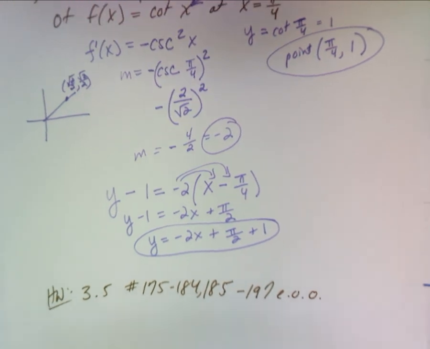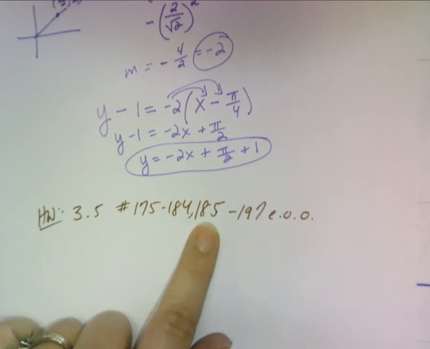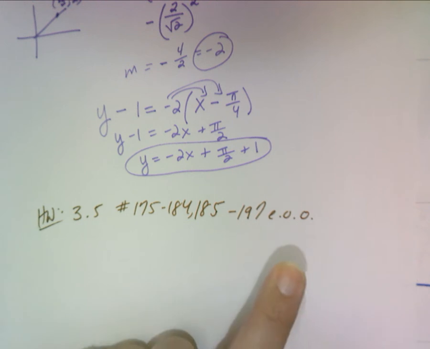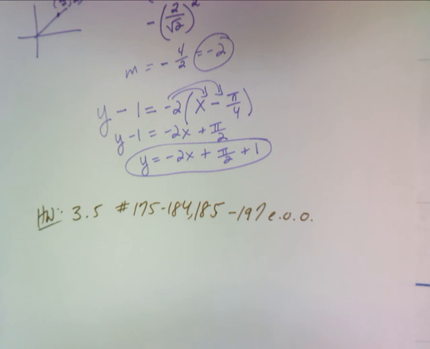So homework tonight, 3.5, 175 to 184, 185 to 197, every other odd. Every other odd. Okay, shouldn't be too bad. Just practice. Look out for those trig identities that you should know and love.